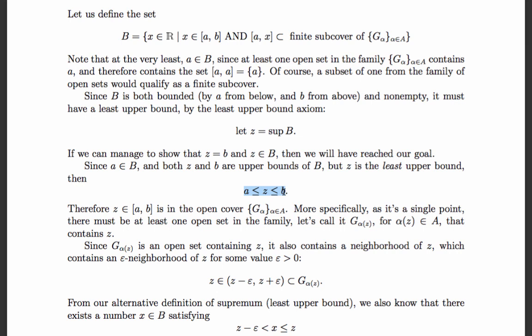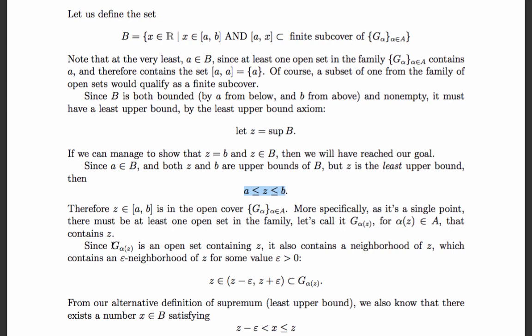Now, by the way, notice that implies Z is in the interval A to B. Therefore, Z is in the open cover G alpha for all alpha in A. More specifically, as it's a single point, there must be at least one open set in the family, let's call it G alpha of Z, where alpha of Z is in A, that contains Z. Therefore, Z is also in B, for one thing.